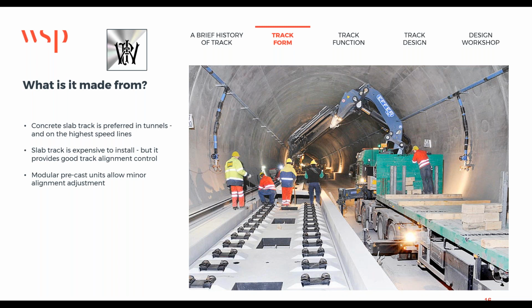It's expensive to install, but it does provide you with good track alignment control. And despite the high initial cost of construction and the disruption it causes, concrete cast in situ slab tracks and the modular precast concrete slab track are becoming more popular, and at certain locations it's really the only solution that can be installed to achieve high track fixity and clearances to electrified trains. Think Queen Street Tunnel.